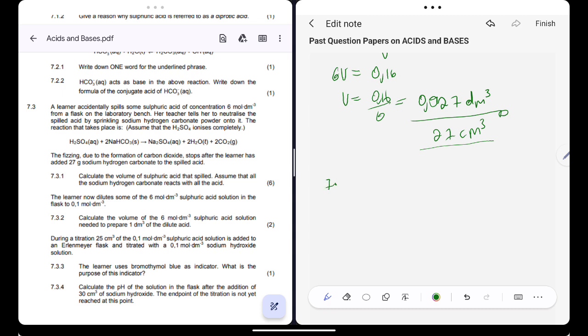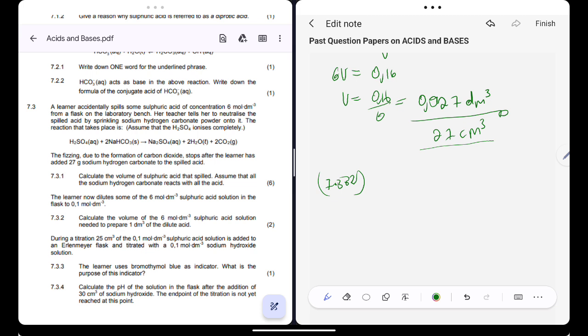Okay, then for the following question, we are told that the learner now dilutes some of the 6 mole per cubic decimeter sulfuric acid solution in the flask to make it 0.1 mole per cubic decimeter. Calculate the volume of the 6 mole per cubic decimeter acid solution needed to prepare 1 cubic decimeter.